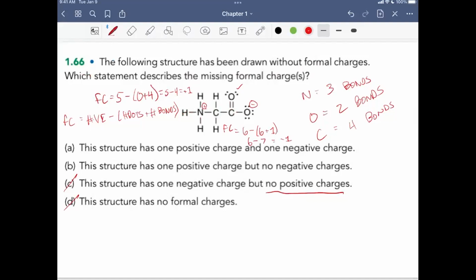So going back to our multiple choice, we should have one positive and one negative formal charge, so A. B was one positive and no negatives, but we know that oxygen has a negative formal charge.